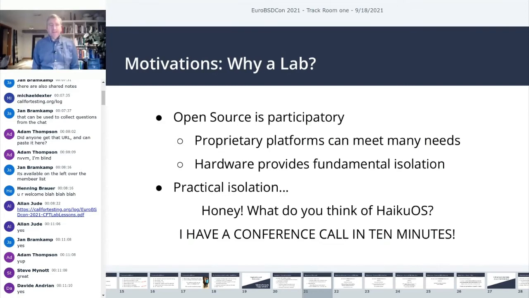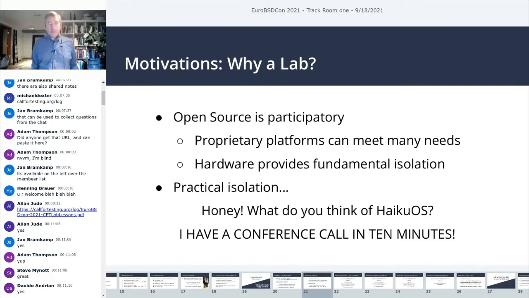So this is about a lab. I don't have a lot of pictures in this, but a lab can be simple. It can be a virtual machine on a proprietary OS. Fundamentally, open source is participatory. It's going to conferences, sharing code with people, interacting. Ironically, we're often shy by nature, but we manage. So a proprietary platform can work.